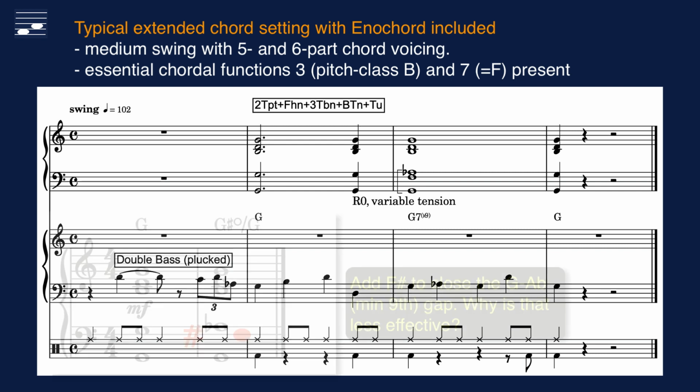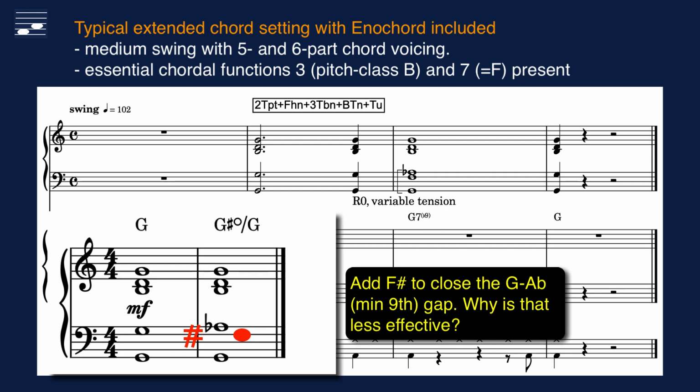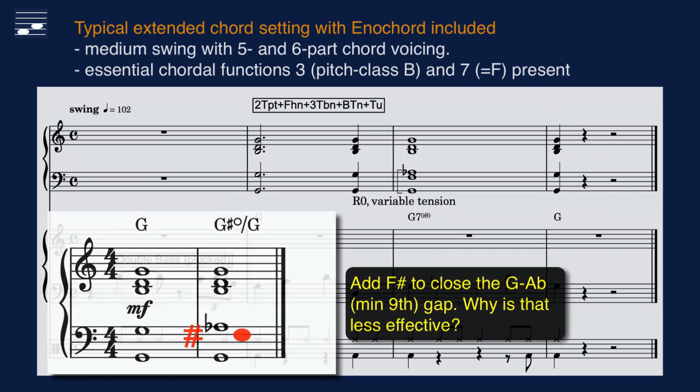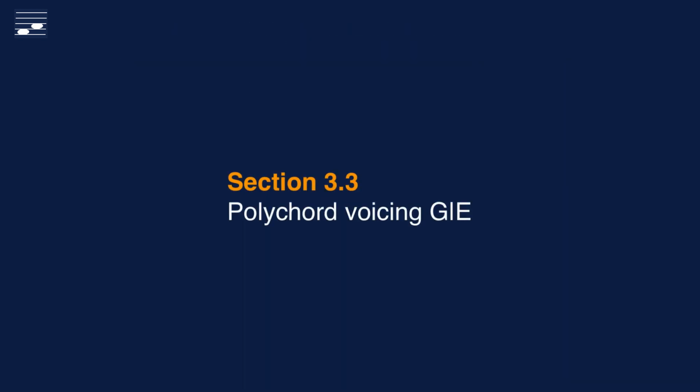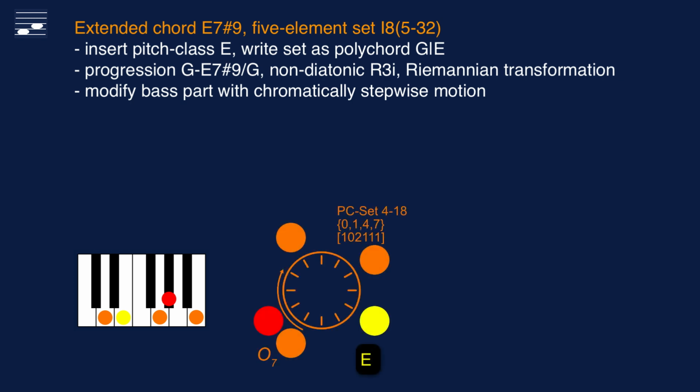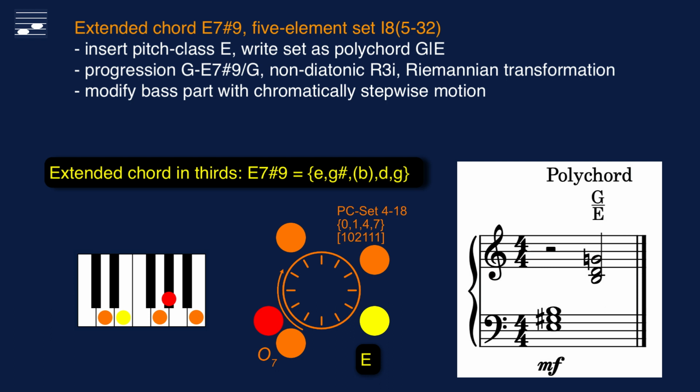I could have tried the pitch class F sharp to fill the dissonant interval gap, but decided not to use that option. Find out for yourself what the effect would be in terms of dissonance control. Instead, repeat the same approach for reducing the dissonance degree, that is, filling the gap between G and D with a new pitch class. We obtain an extended chord in thirds, the E7 sharp 9, or equivalently, the inverted, transposed form of pitch class set 532.